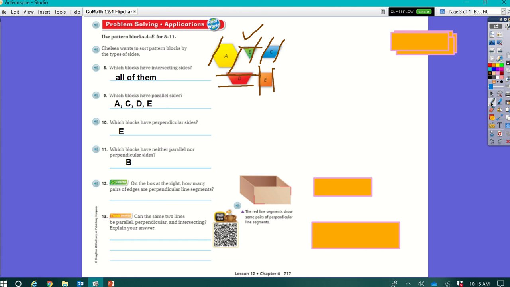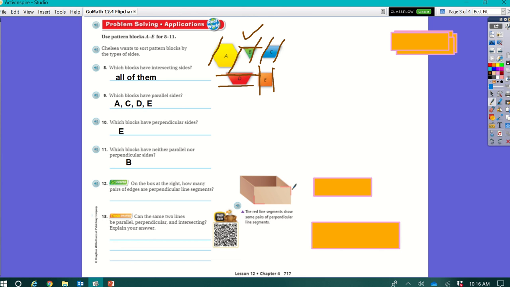So with my pen, I'm going to show you. If I were to extend these two lines, they would cross and they make that perfect L, that right angle. We want to know how many of these angles would we find on this box. Now it's kind of tricky, but I want you to press pause and I want you to count how many angles are there where the lines meet and they form a 90-degree angle.